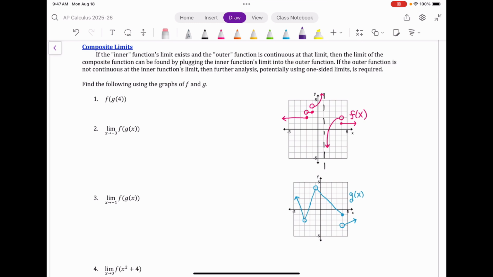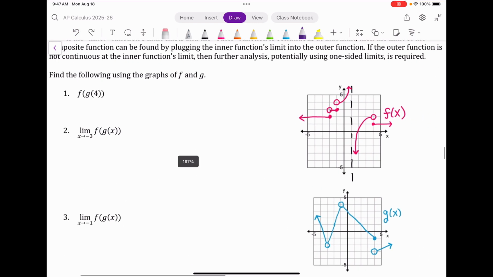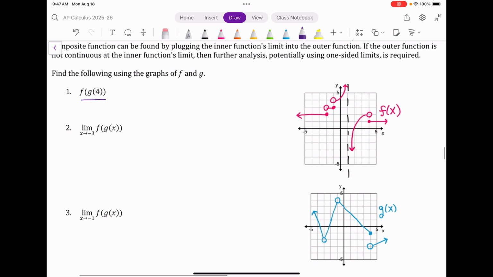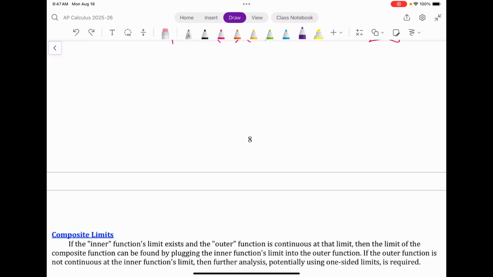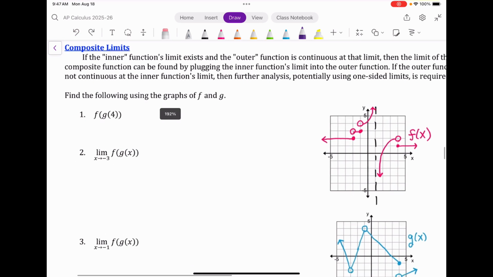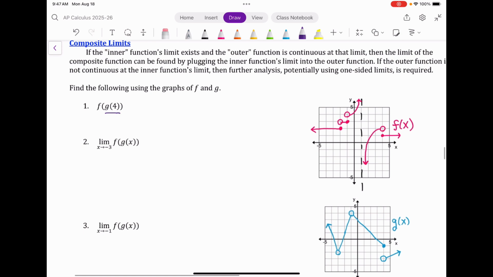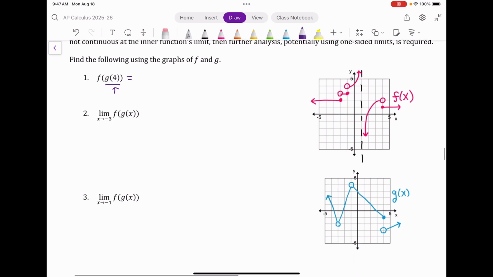All right, so on this side, we're going to look at composite limits. And so we'll look at first a problem that you've seen in Algebra 2 or pre-calculus. And so you'll remember to solve this composite, you want to evaluate the inner part first. So we want to find g of 4 first. And keep in mind, 4 is an x value. We're looking for the corresponding y value on the g graph. And so we can see that it's -1.